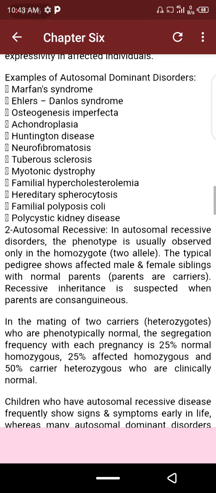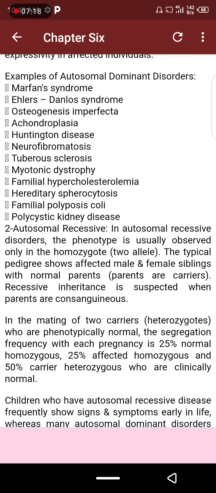Now, I am coming to discuss with you examples of autosomal dominant disorders: Marfan syndrome, Ehlers-Danlos syndrome, osteogenesis imperfecta, achondroplasia, Huntington disease, neurofibromatosis, tuberous sclerosis, myotonic dystrophy, familial hypercholesterolemia, hereditary spherocytosis, familial polyposis coli, polycystic kidney disease.